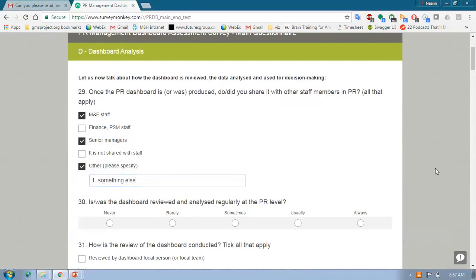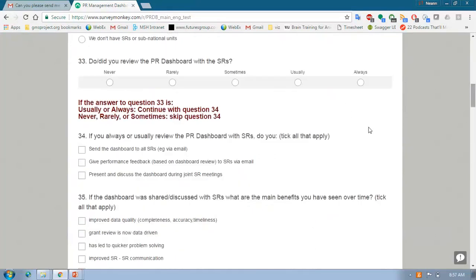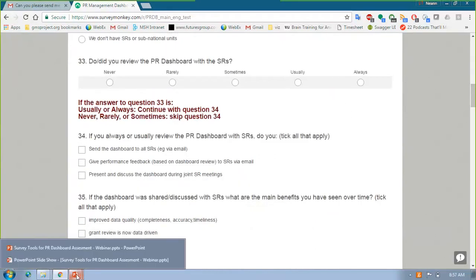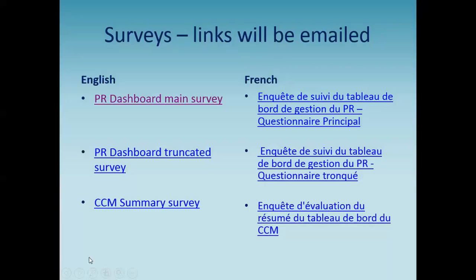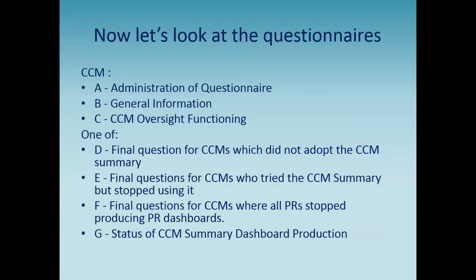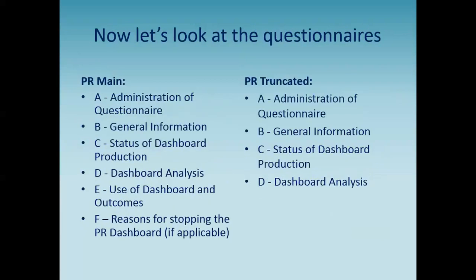When you're doing the interview, it is very useful to make a transition from one section to another, from one type of question to another. So when you're moving from, say, section C to section D in the PR main questionnaire, where in section C you've been talking about how the dashboard is being produced, then you say, now we want to talk about section D, which asks questions about use of the dashboard and the analysis of dashboards. So you make them move away from production to actual analysis and use. So make those transition statements.